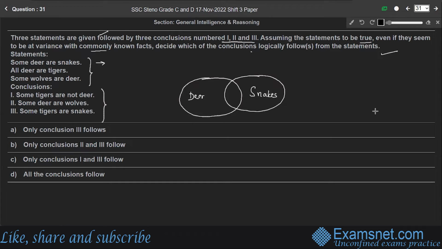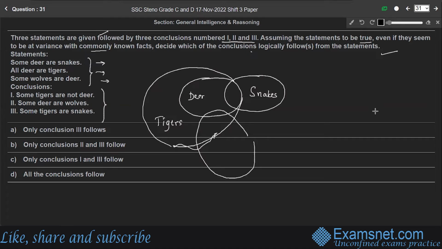And all deer are tigers. So the set of deer is completely included in the set of tigers. This is the set of tigers. And the third one, some wolves are deer. So there is a set of wolves, so we'll consider the set of wolves. Some wolves are deer.